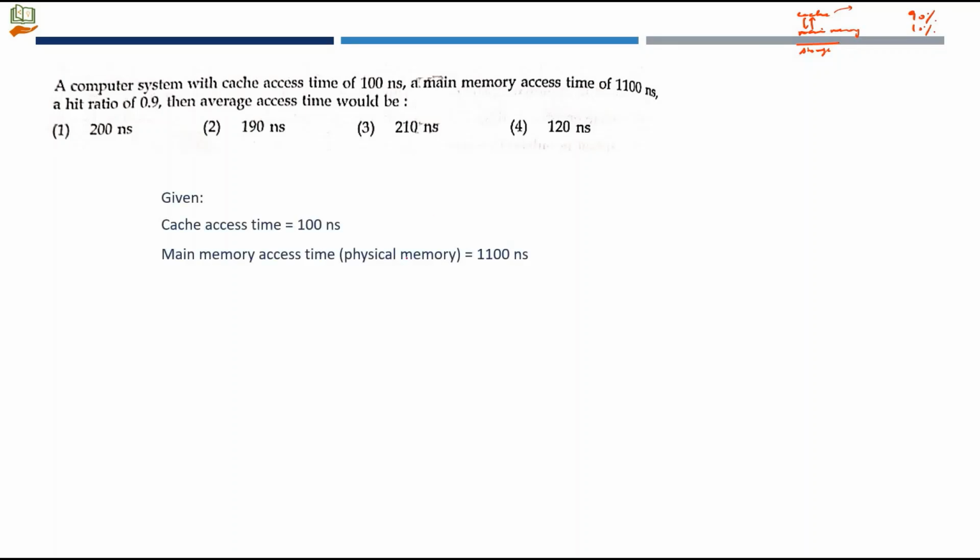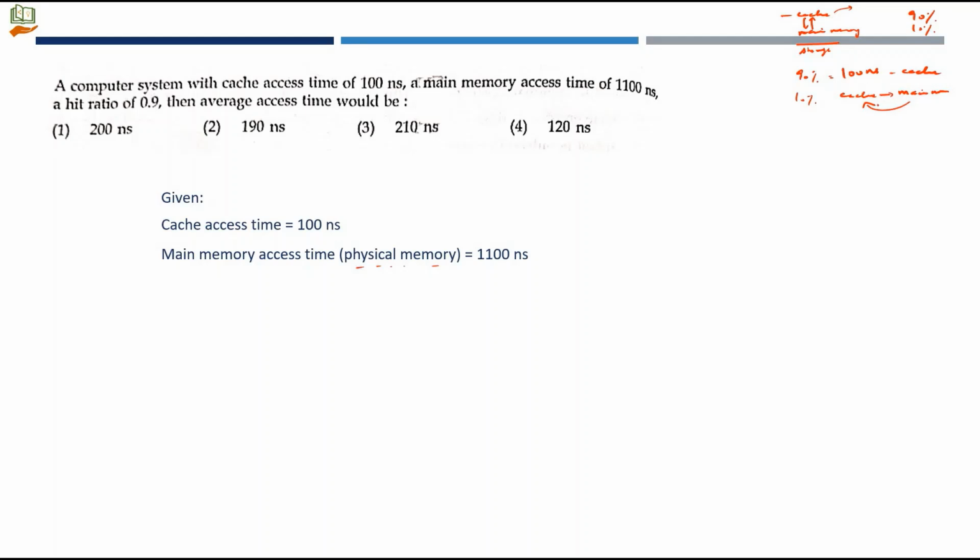What are the given values? Cache access time is equal to 100 nanoseconds and main memory access time is equal to 1100 nanoseconds. So this main memory access time can be also taken as the physical memory, the RAM part. When the process is going to take the data directly from the cache, you have a value called 100 nanoseconds and 90% of the case this is going to happen. For the remaining 10%, this cache has to fetch data from the main memory, and the main memory data will be transferred to the cache. After that only it will be used by the processes.